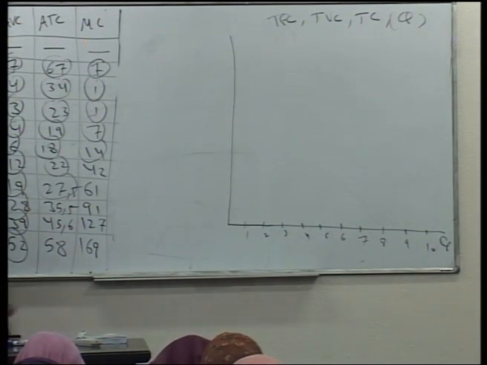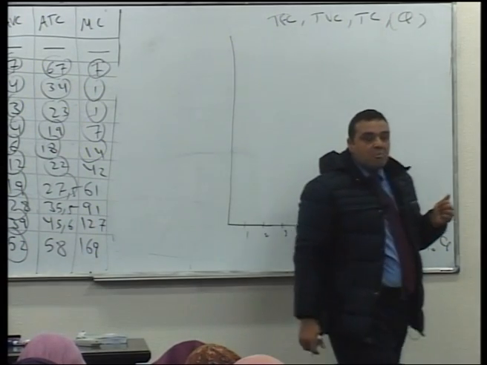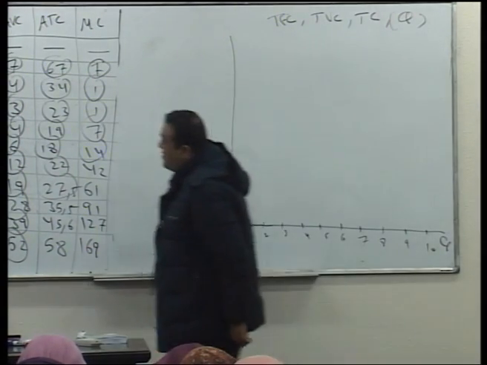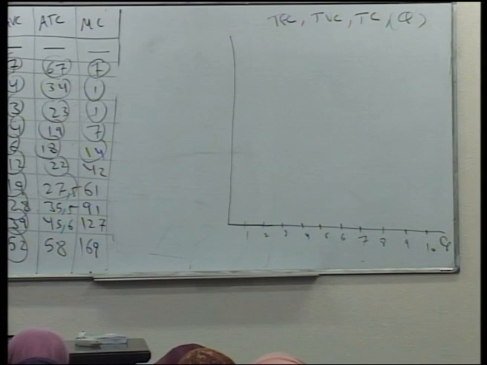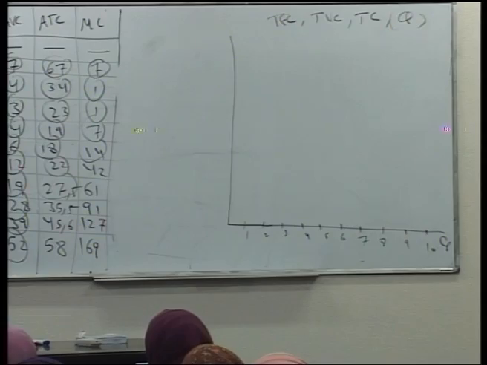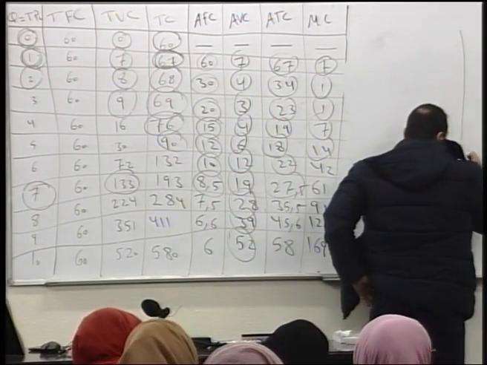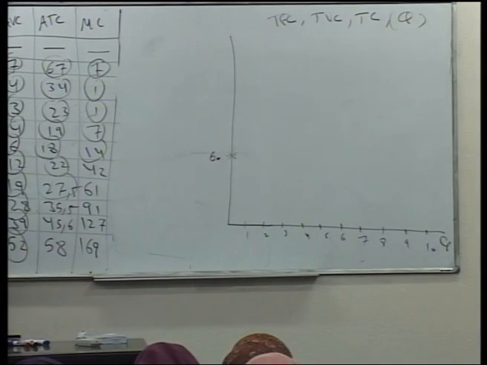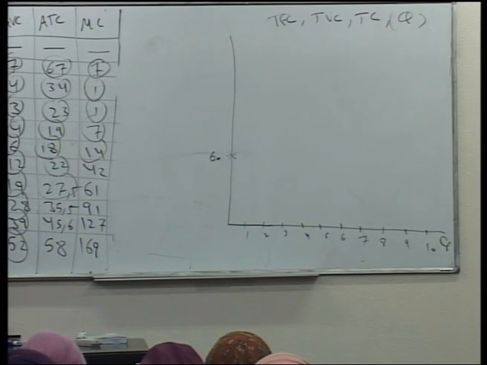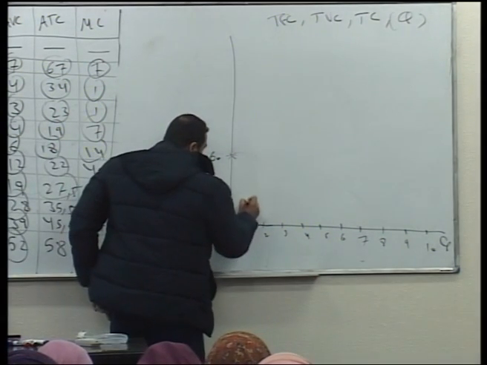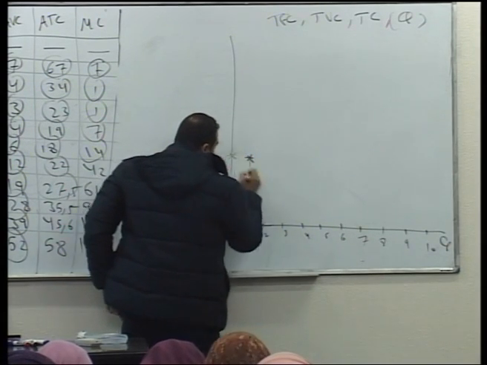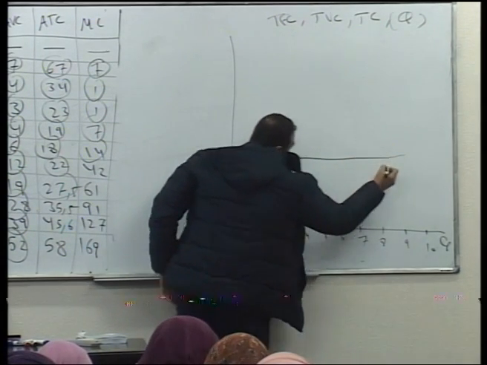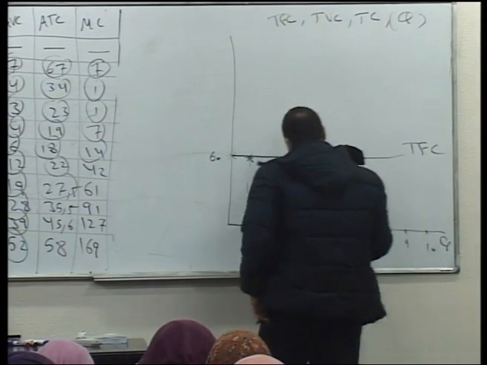Okay. At Q equals 0, how much is the total fixed cost? At Q equals 0, how much is the total fixed cost? 60. Let's assume it is 60 here. At Q equals 1, how much is the total fixed cost? 60. Exactly. This is called the total fixed cost.